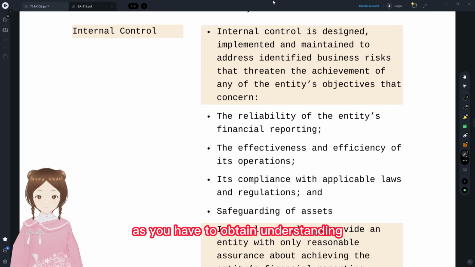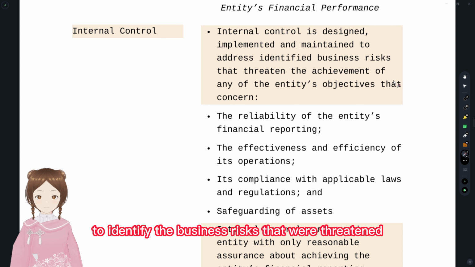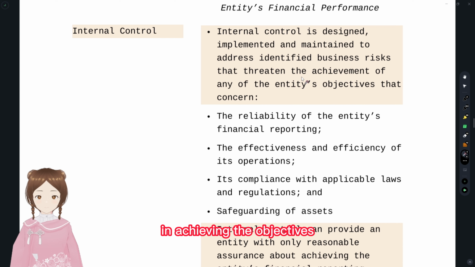As we have to obtain an understanding of internal control, what does internal control mean? Internal control is designed, implemented, and maintained to address identified business risks that threaten the achievement of the entity's objectives. This design, implementation, and maintenance is the responsibility of management. Why do they implement that? To address the business risks that would hold back the achievement of the entity's objectives, that is, the reliability of the entity's financial statements.